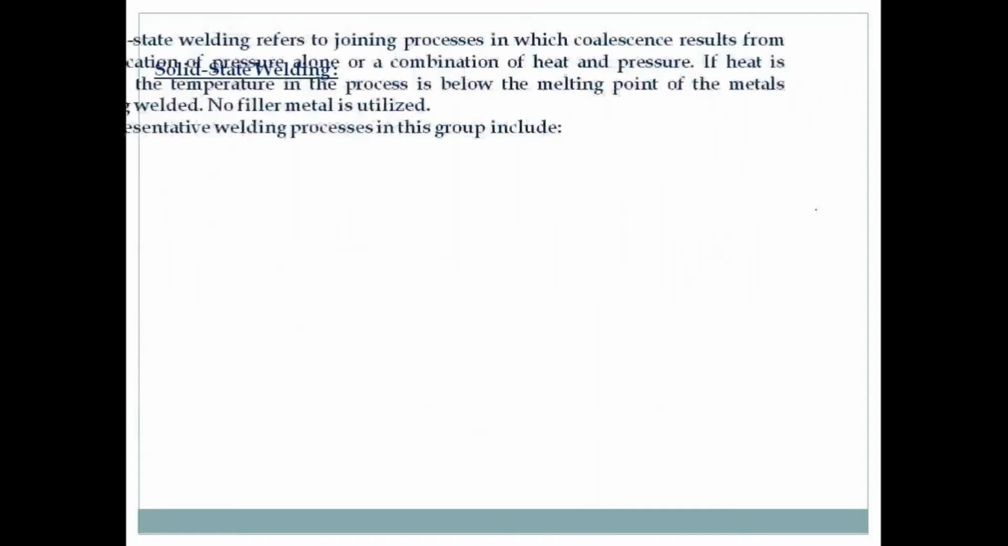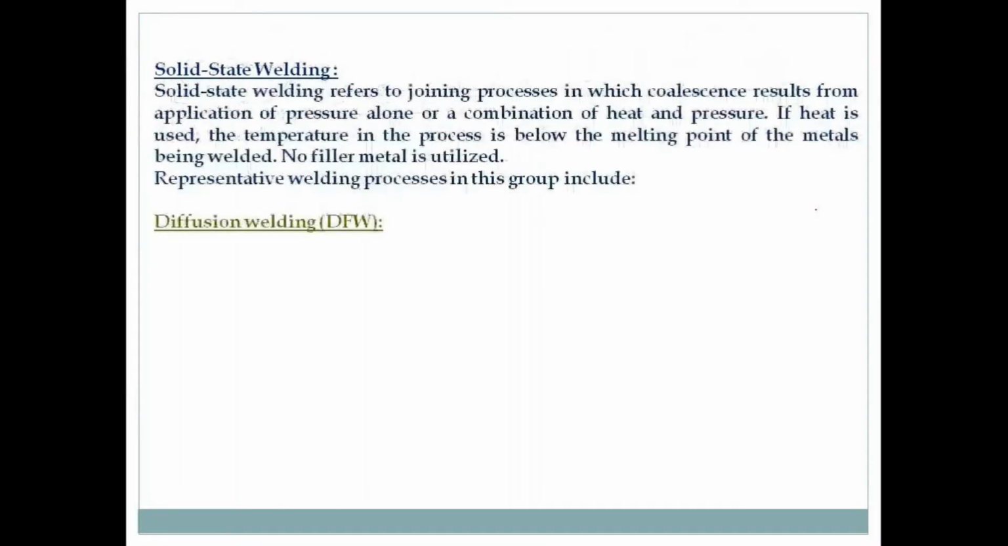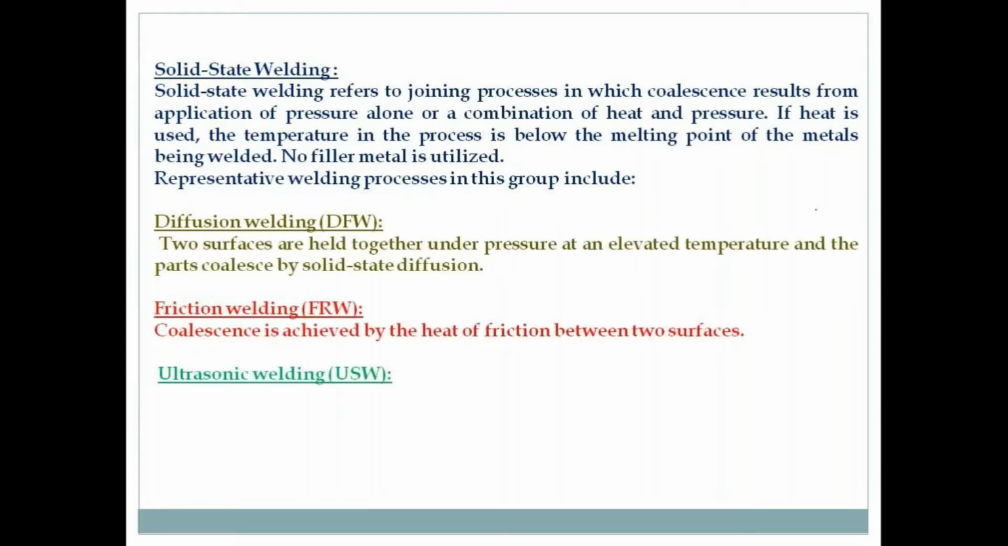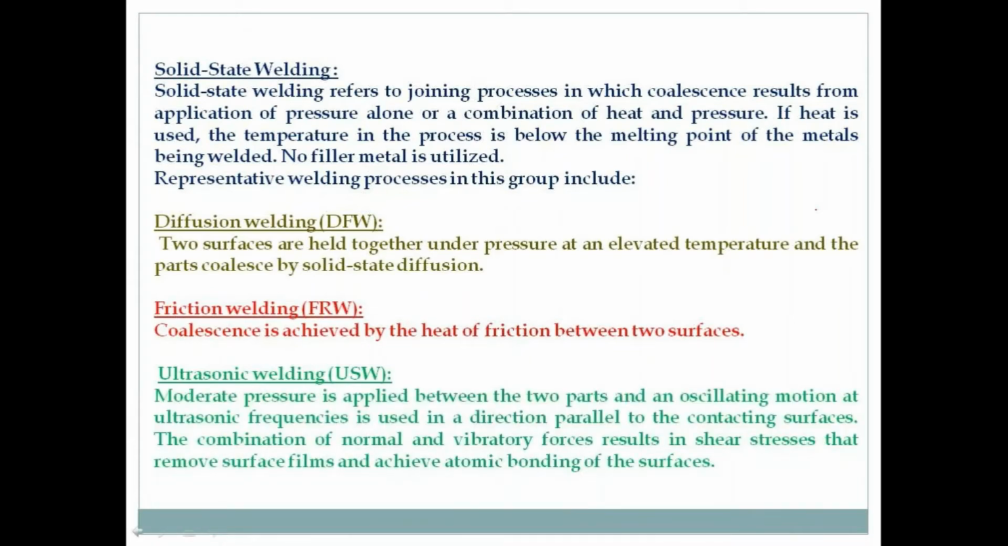Solid state welding. Joining process in which coalescence results from application of pressure. That means we provide an excessive amount of pressure, not heat first. Heat will be produced internally with the help of pressure. Actually, no filler metal will be added, as it is not required. Diffusion welding, friction welding, ultrasonic welding. In our college, friction welding is available.